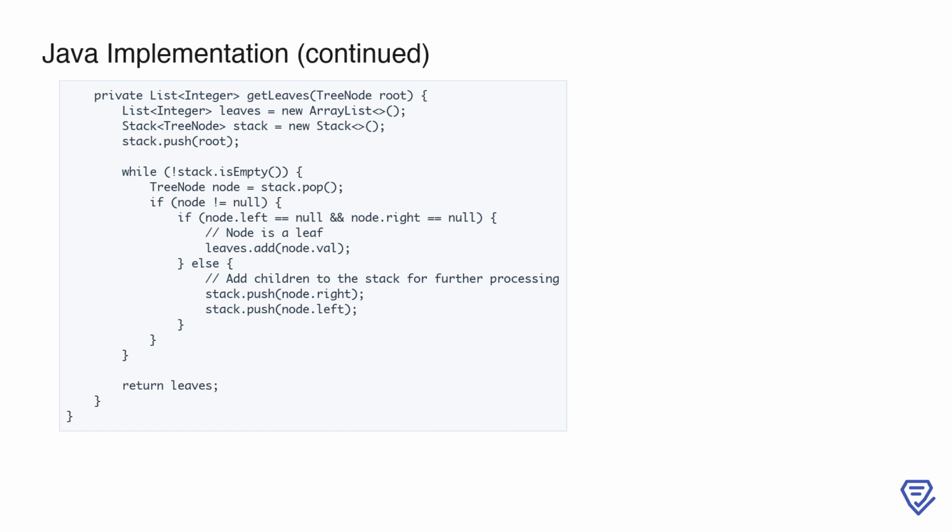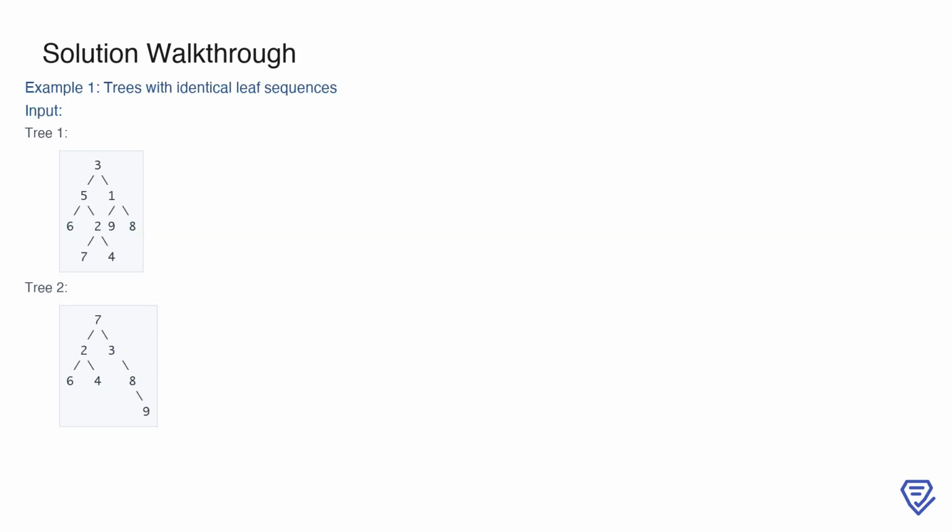Otherwise, we push its children onto the stack, making sure to add the right child before the left so that the left subtree is processed first. This ensures we follow the correct order when collecting leaf values. By the end of the loop, the list contains all the leaf values in the correct sequence, which we then return.